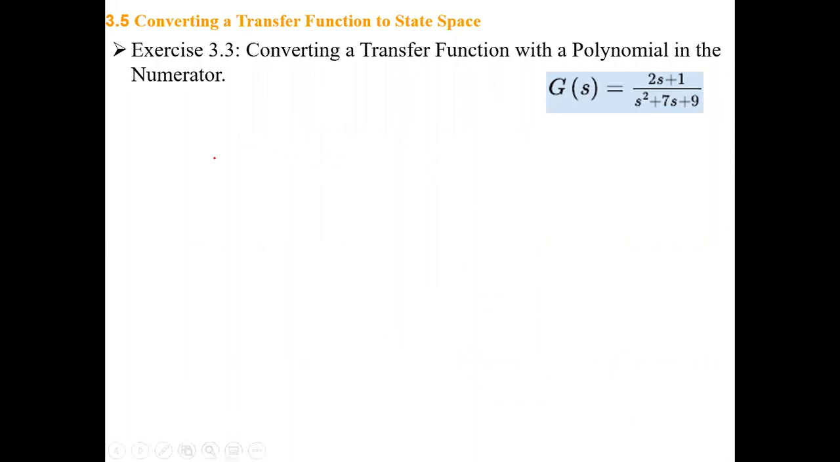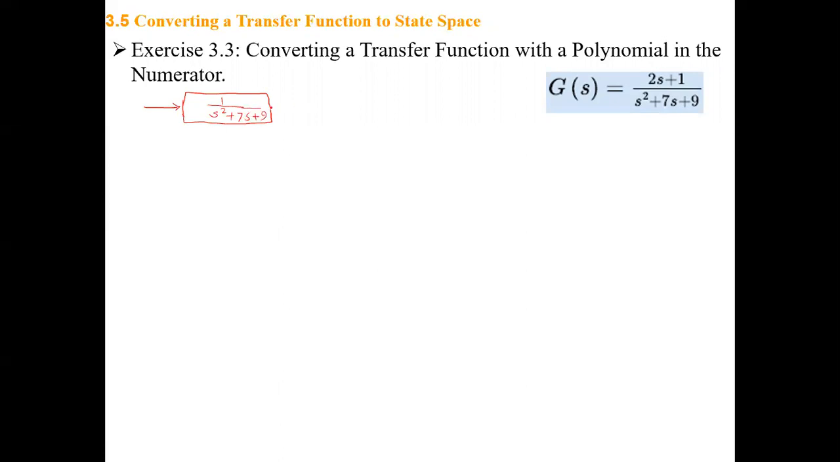So first of all, if you remember what we did before, we had this kind of diagram, right? So we have R(s) coming in. Let me do it here. It's too small. Sorry about that. This is R(s) coming in. So we have 1 over s squared plus 7s plus 9, right?